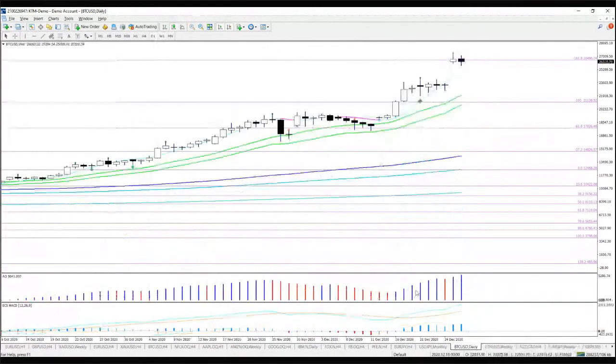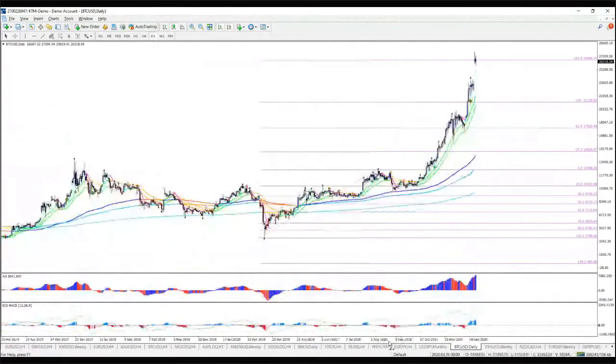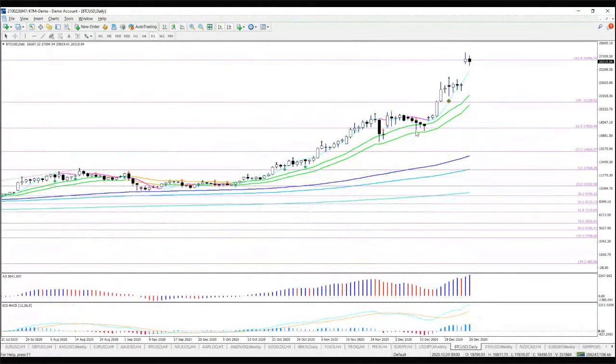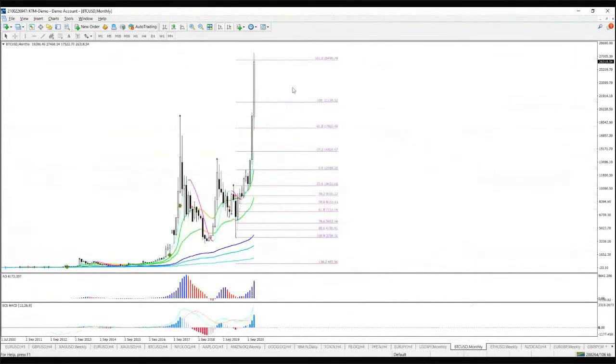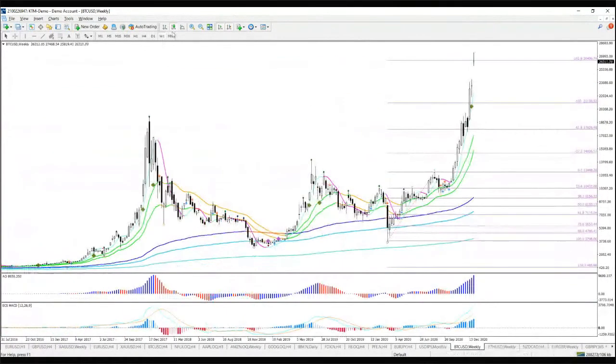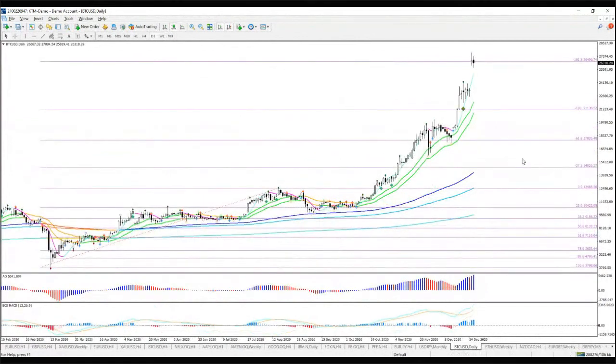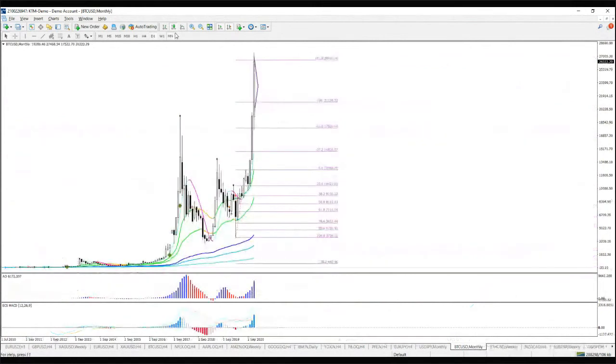Eventually, of course, some type of correction will take place, like we had here, the 21 EMA retesting as well. And I think eventually there will be some kind of bull flag or triangle pattern and a continuation of the uptrend. Considering the strength of momentum here, that does seem likely at this moment.